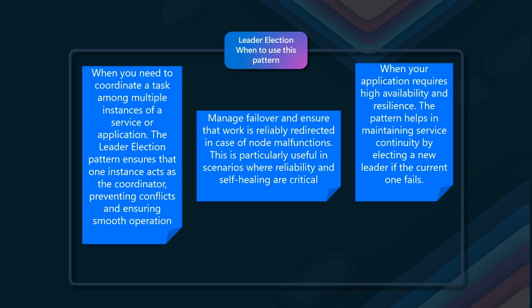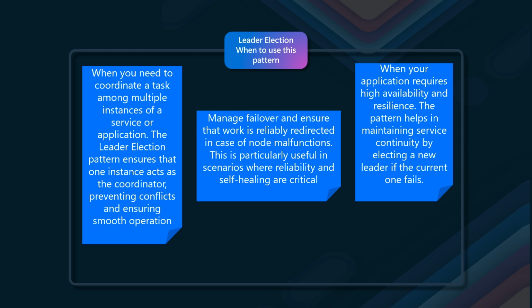Avoiding single points of failure. When you want to avoid having a single point of failure in an application, by using leader election, if the current leader fails, a new leader is automatically selected, ensuring continuous operation without manual intervention. Distributed systems: in distributed systems where multiple instances need to work together without conflict, the leader election pattern helps in managing and coordinating tasks effectively across the different instances.